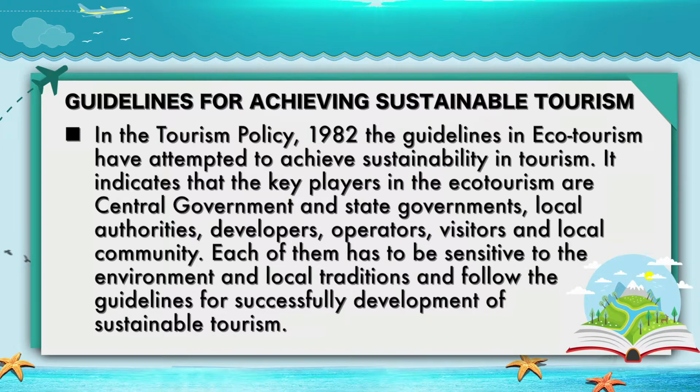In the tourism policy of 1982, the guidelines in ecotourism have attempted to achieve sustainability in tourism. It indicates that the key players in ecotourism are central government, state governments, local authorities, developers, operators, visitors and the local community. Each of them has to be sensitive to the environment and local traditions and follow the guidelines for successful development of sustainable tourism.